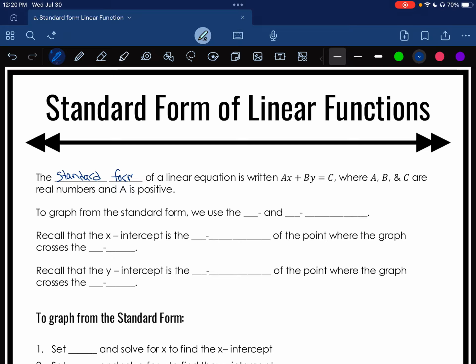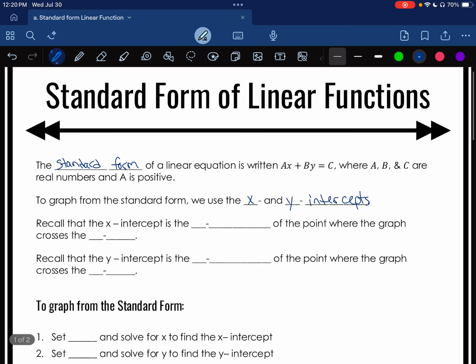of a linear equation is written ax plus by equals c, where a, b, and c are all real numbers and a is positive. All right, so to graph from this standard form, we use x and y intercepts. And so we're going to do a little refresher about what those are. So I have a corny way that I always say this. It's kind of repetitive, which is the whole point.